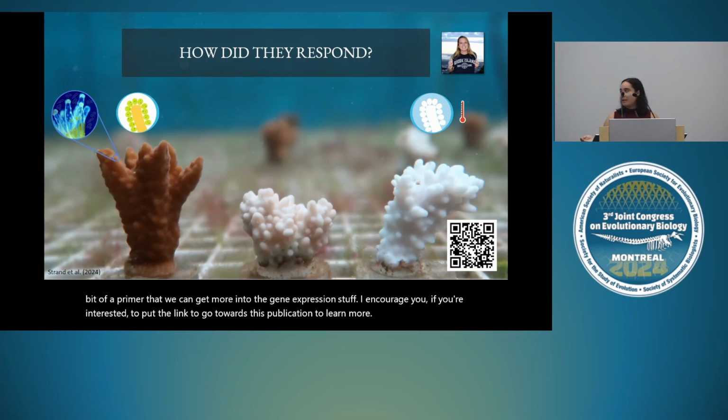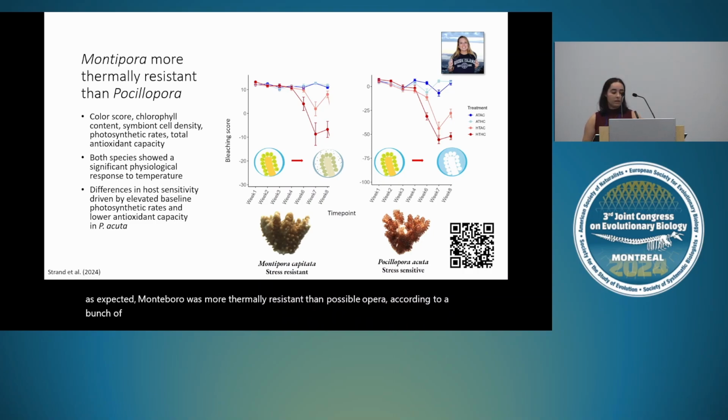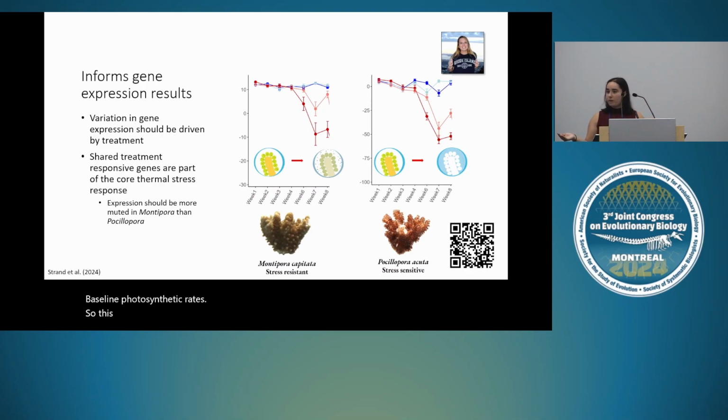So postdoc Emma Strand did the majority of this physiology work. And what she found is that, as expected, Montipora was more thermally resistant than Pocillopora, according to a bunch of physiological metrics, including color score, chlorophyll content, symbiont cell density, and antioxidant capacity. She did find that both species showed a significant physiological response to stress, and that the lower performance of Pocillopora acuta could be primarily accounted for by lower antioxidant capacity and elevated baseline photosynthetic rates. So this allows us to inform our gene expression experiment.